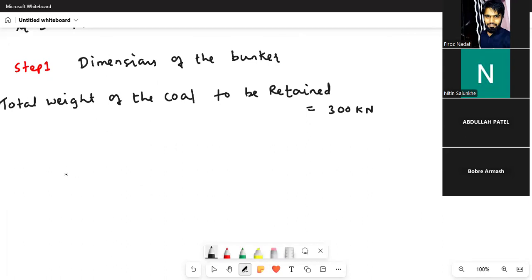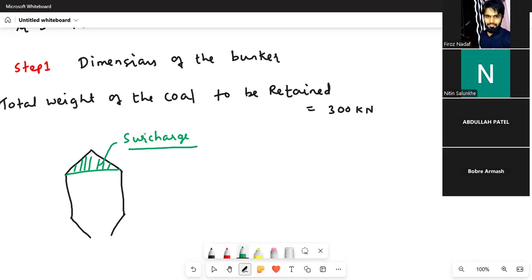And this bunker is looking like this. This is how the bunker will look like. Even the circular bunker will look like this. So the portion in the green color is known as surcharge. This is surcharge, the upper part of the bunker, okay? Or you store more material, and the material will form a triangular shape, and that part is called surcharge.